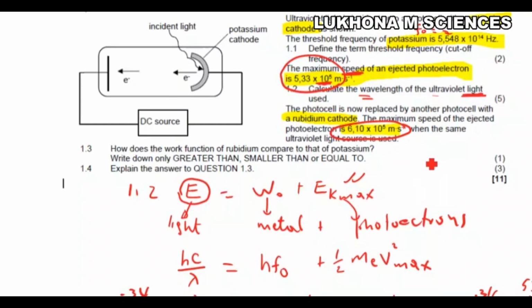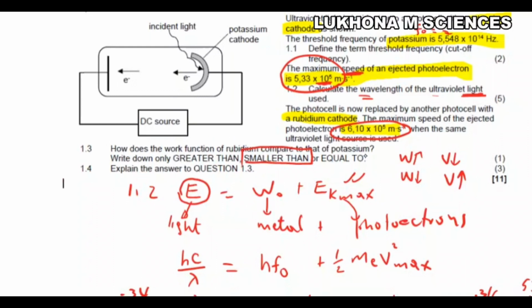When the work function is increasing, the speed is decreasing. When the work function is decreasing, the speed is increasing. So the speed increased, meaning that the work function of rubidium is smaller than that of potassium, right? Explain the answer to question 1.3.